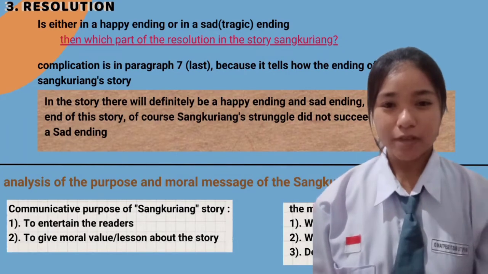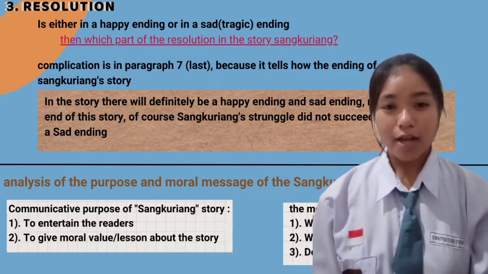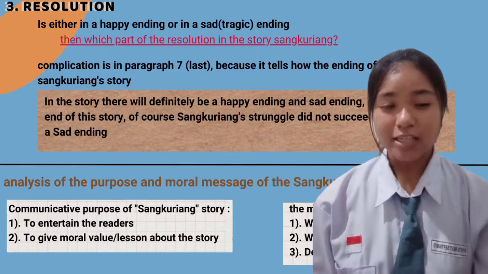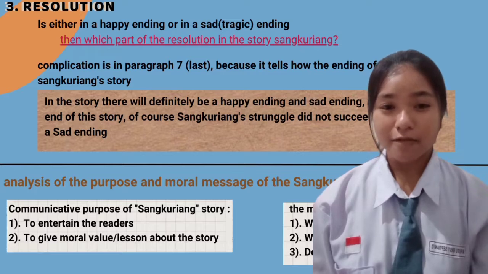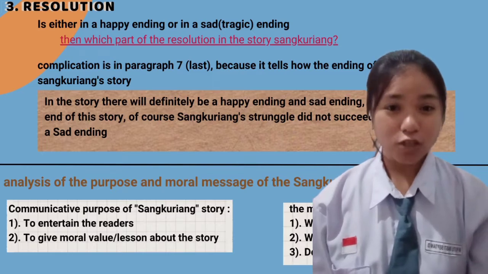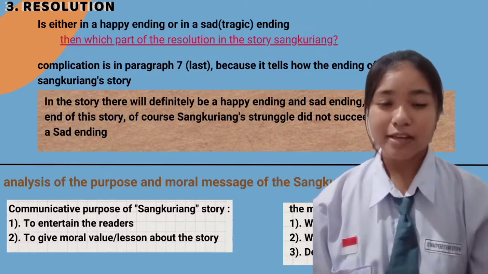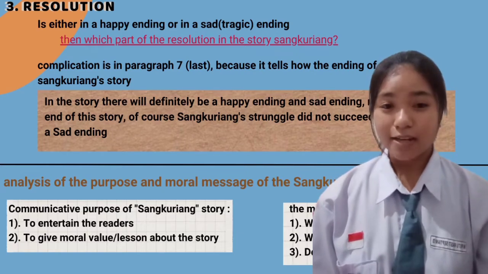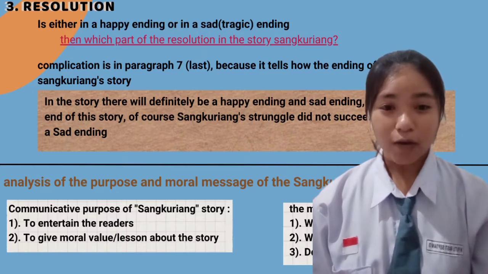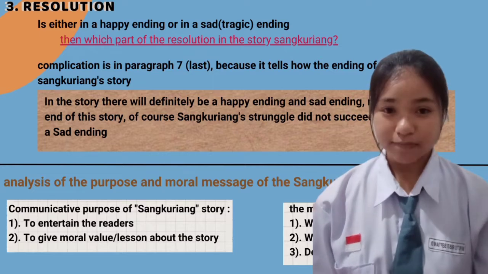3. Resolution, which is either a happy ending or a sad ending. Which part is the resolution in the story of Sangkuriang? Okay, the resolution is in paragraph 7, the last one, because it tells how the story of Sangkuriang ends. In a story, there will definitely be a happy ending or a sad ending. In the end of this story, of course, Sangkuriang's struggle did not succeed and it ended in a sad ending.